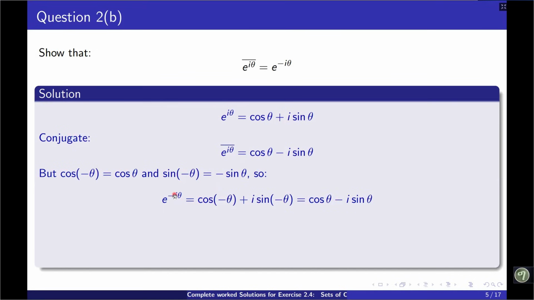So e to the power of negative iθ is equal to cos of minus θ plus i times sin of negative θ, which is equal to cos θ, because cos of negative θ is equal to cos θ, minus i times sin θ, because sin of negative θ is equal to negative sin θ, since sine is an odd function. Thus, the complex conjugate of e to the power of iθ is simply the same as e to the power of minus iθ.